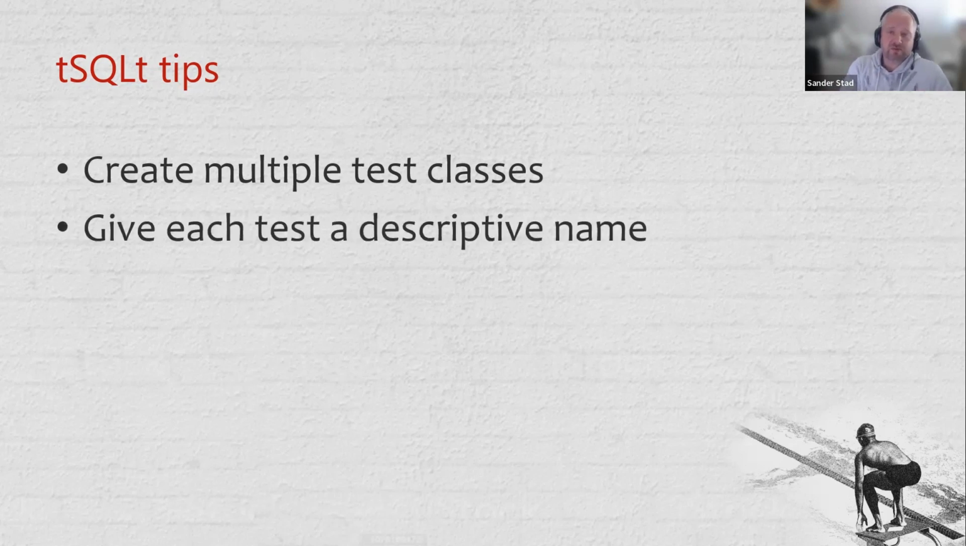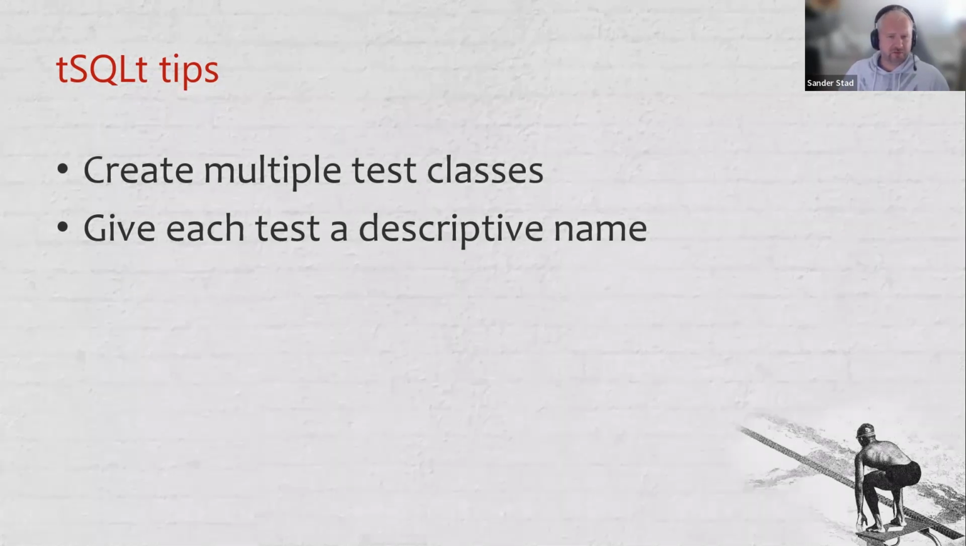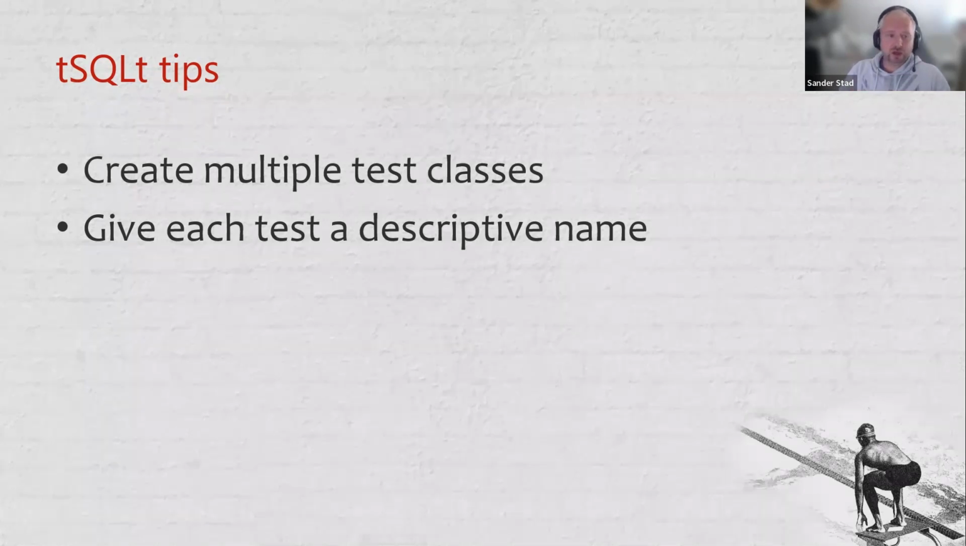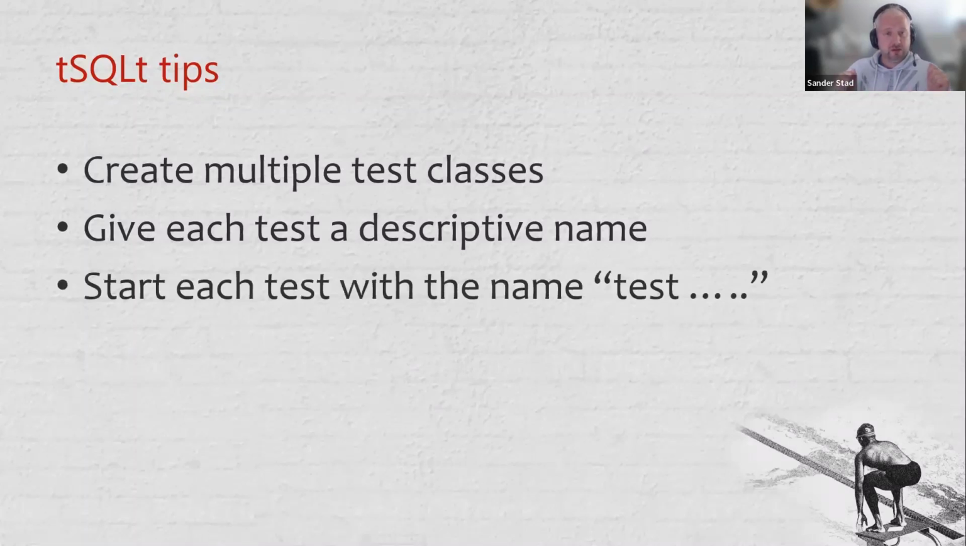Give it a descriptive name. Don't name your tests something like test 001. You have like 250 characters for a name in an object, so use that space. Call it something like "test if stored procedure X executes or it generates value Y". That way you will know for certain what is actually done in that specific test, and it's easier to look up where something went wrong if you have a failed test. Start your test with the name test, so that way you always know that it's a particular test.